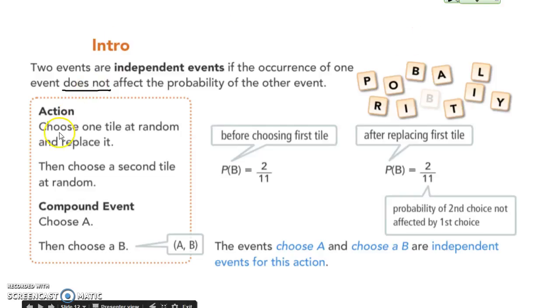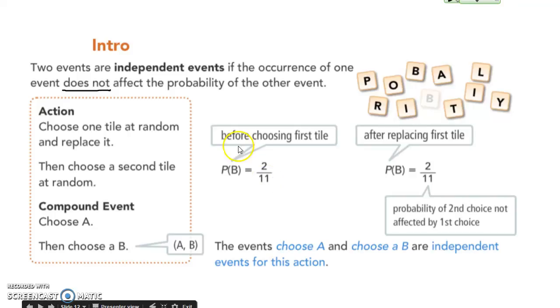An example of this, we have these tiles over here. We're going to choose a tile at random, but we're going to replace it. That means that when I pick it, I'm going to pick a B. The first time I pick it, how many B's are possible for me to draw? There are 2 B's there. Out of how many total letters? There are 11. So my probability of picking a B was 2 out of 11 the first time.